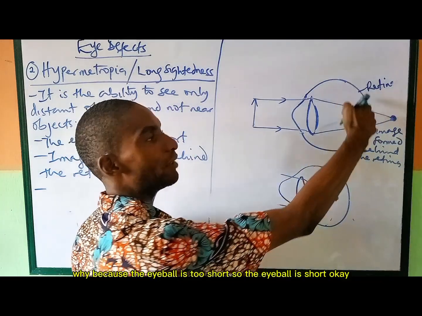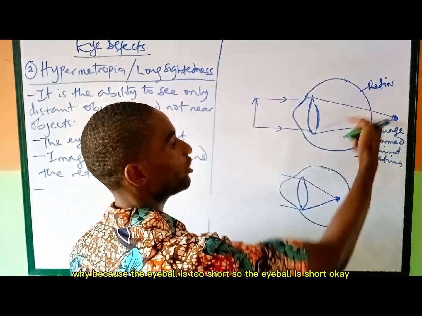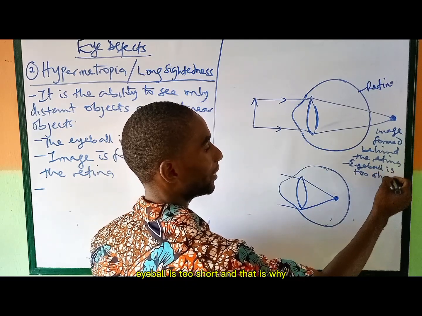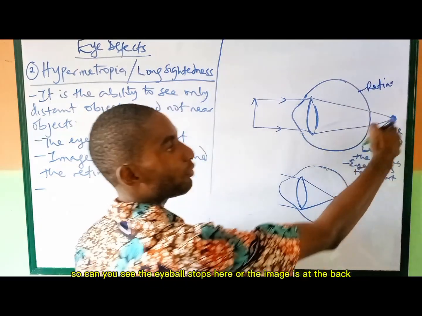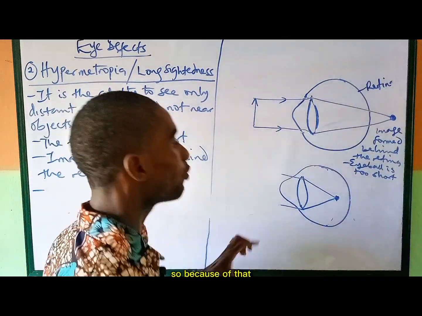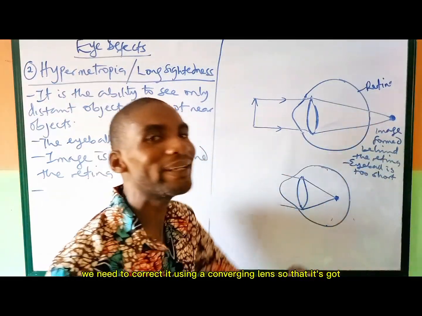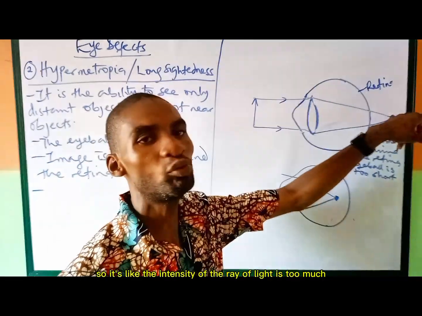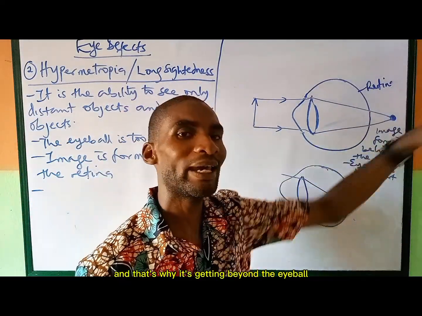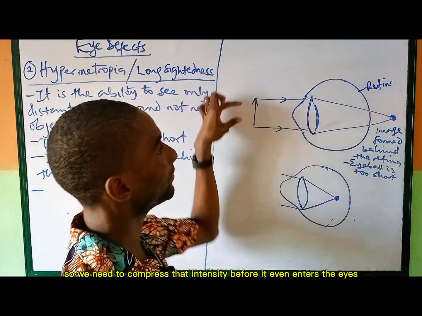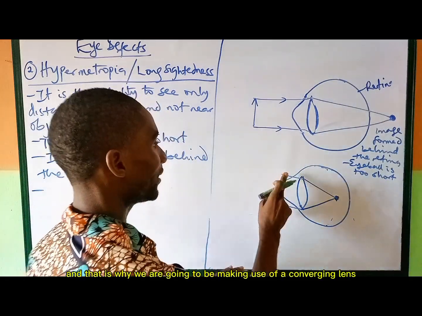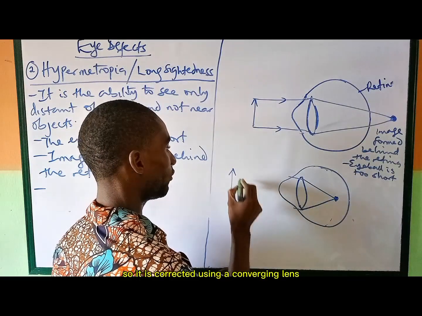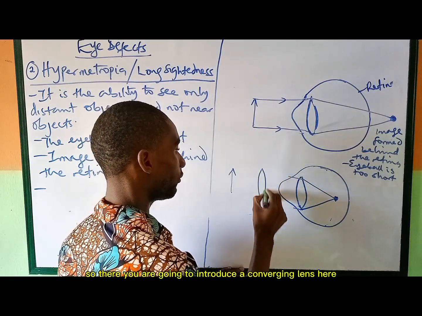Why? Because the eyeball is too short. So the eyeball is short, and that is why. Can you see the eyeball stops here, but the image is at the back? So because of that, we need to correct it using a converging lens. It's like the intensity of the ray of light is too much, and that's why it's getting beyond the eyeball. So we need to compress that intensity before it even enters the eyes, and that is why we are going to be making use of a converging lens. So it is corrected using a converging lens. So you are going to introduce a converging lens here.